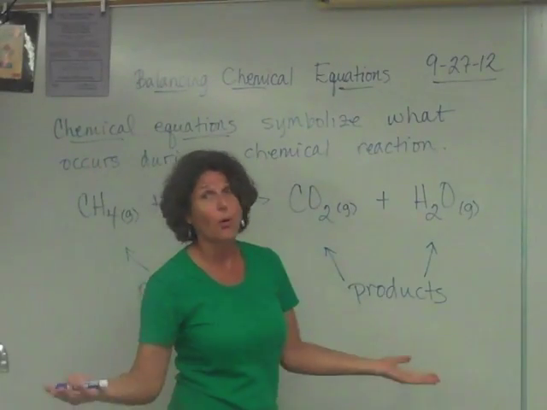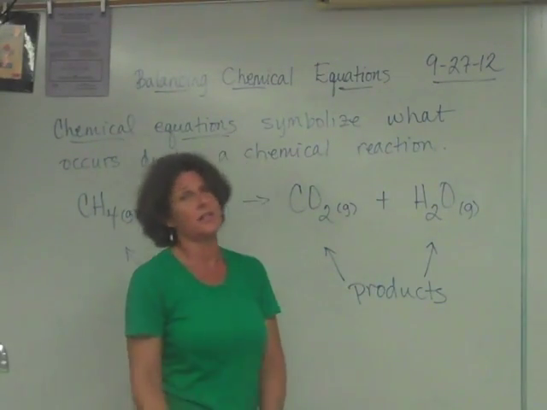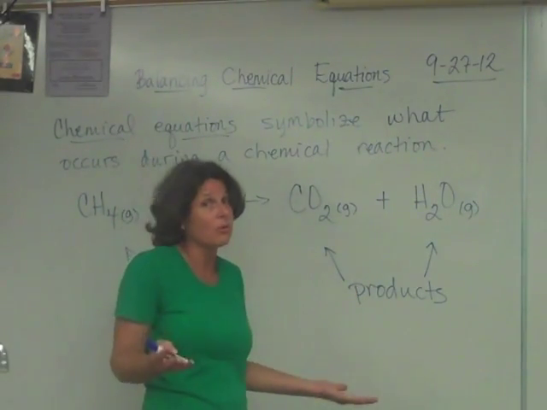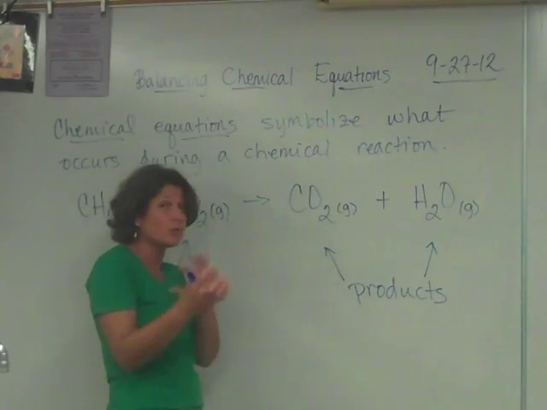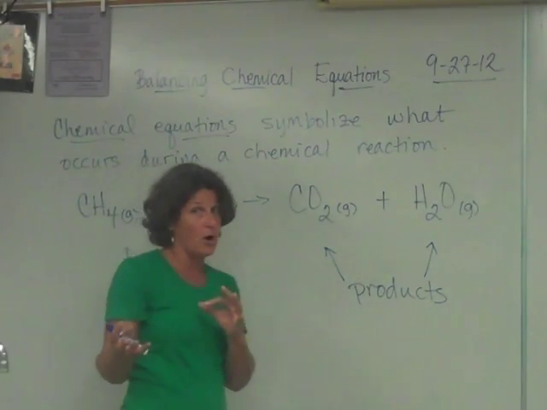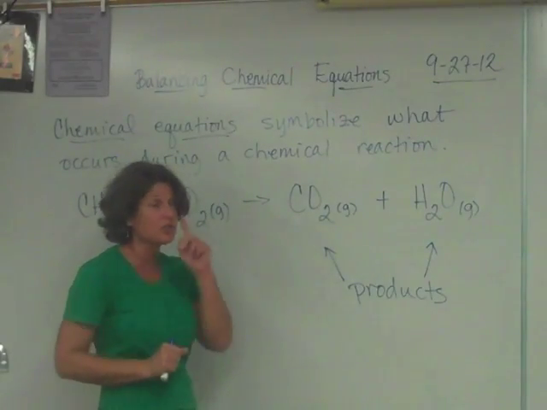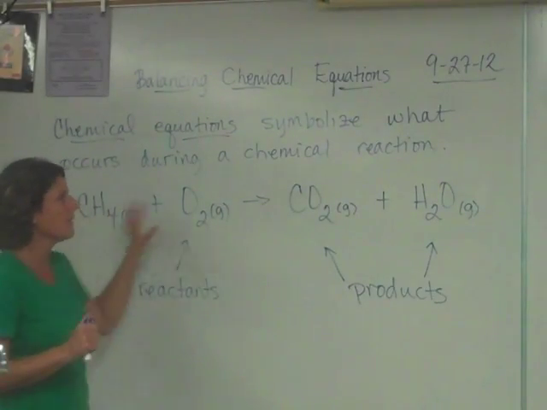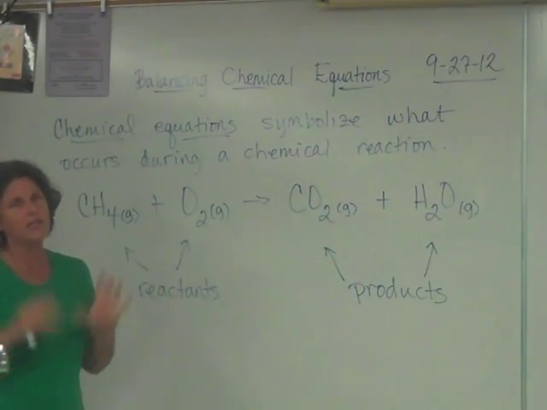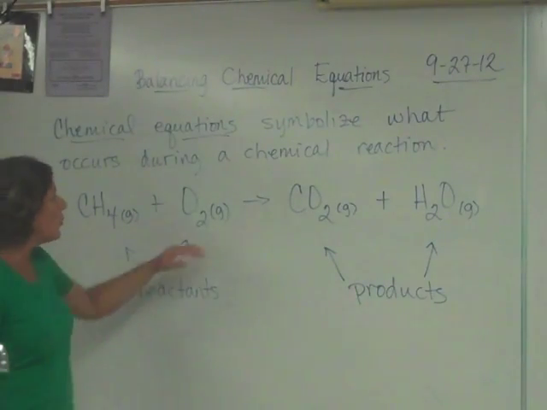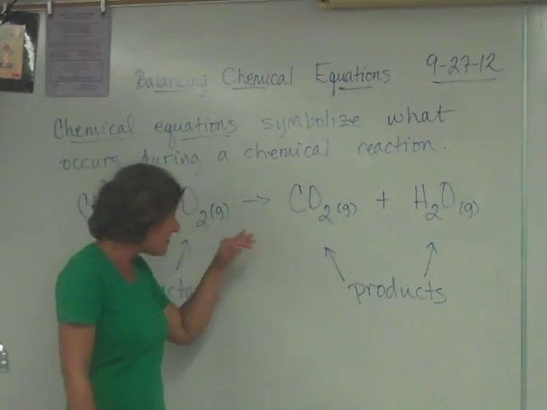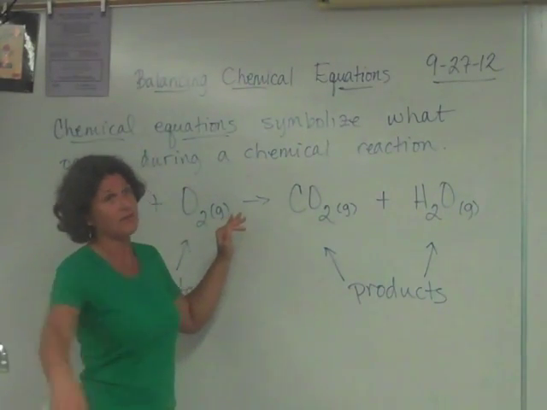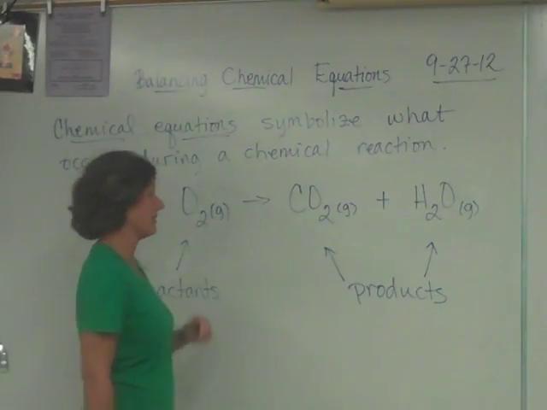Did they get destroyed in the chemical reaction? No, they didn't get destroyed in the chemical reaction. Atoms don't get destroyed in chemical reactions. Bonds break and atoms rearrange themselves to form new bonds with other atoms, but nothing gets destroyed. So our picture is not complete. This quantitatively does not tell our story. We have to balance this equation, and then that tells us the reality of what is going on in the reaction.